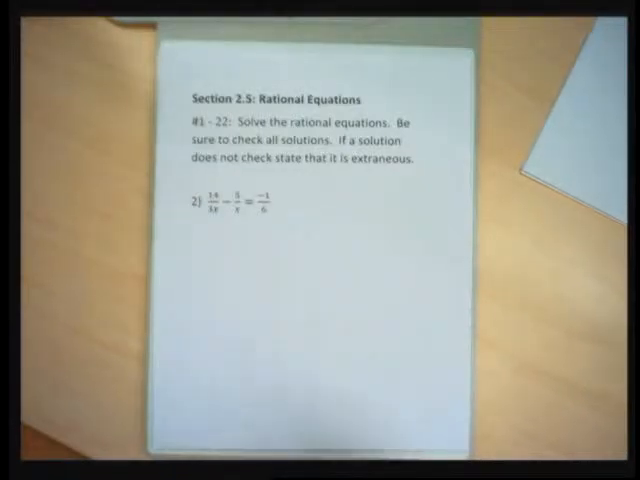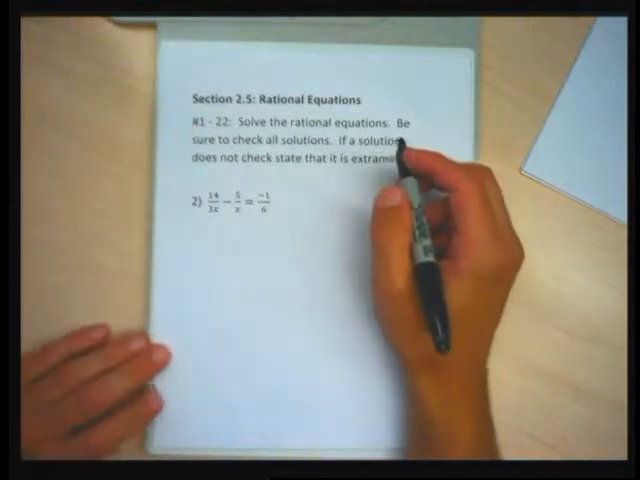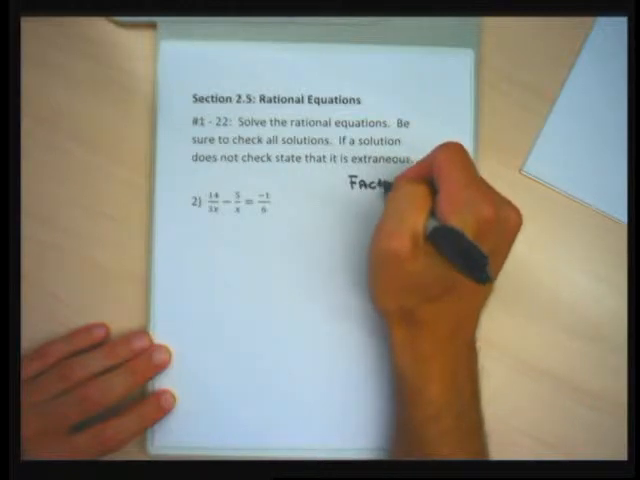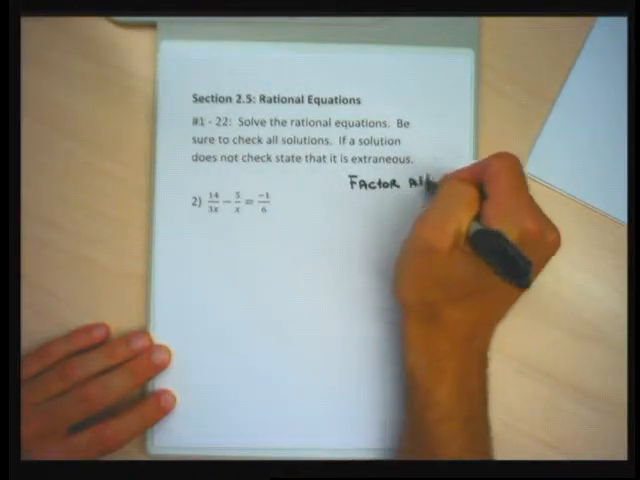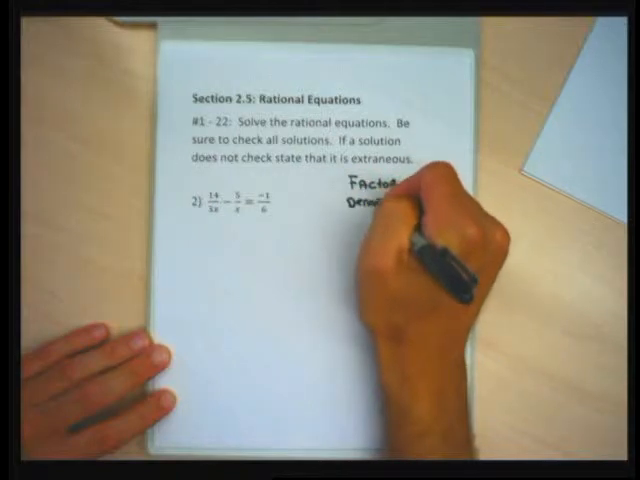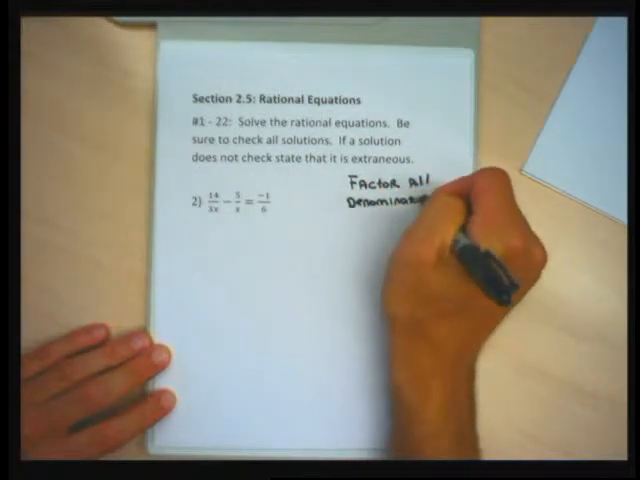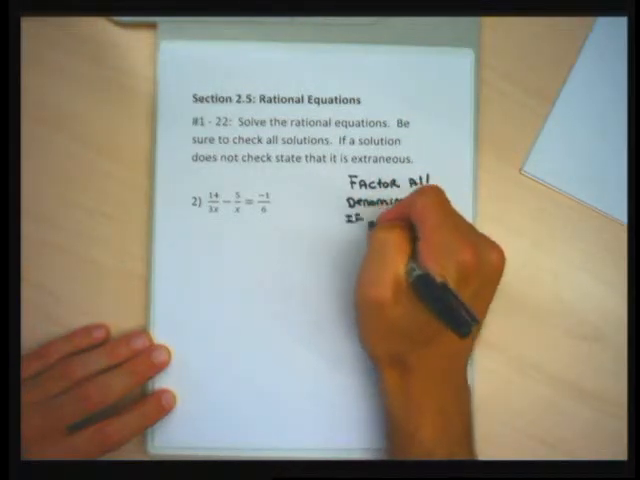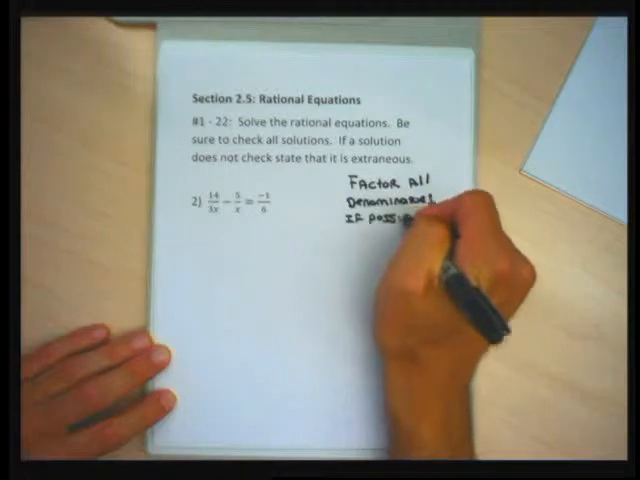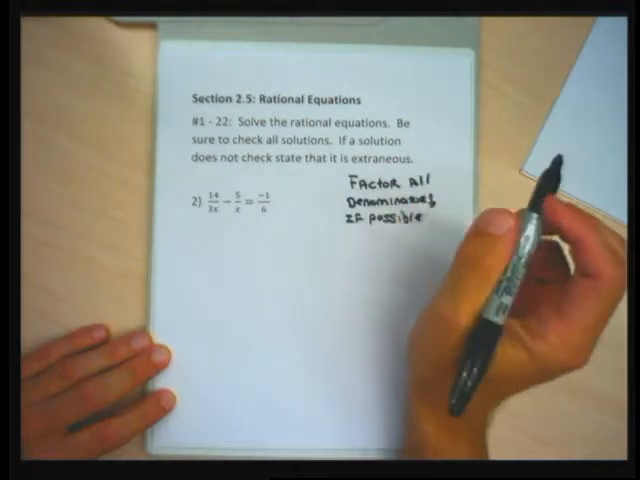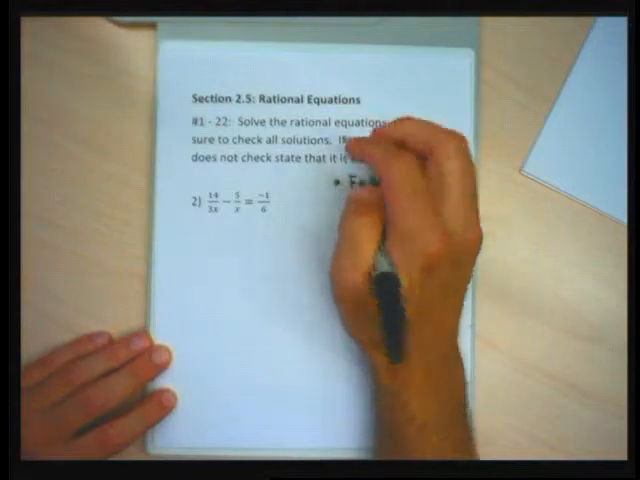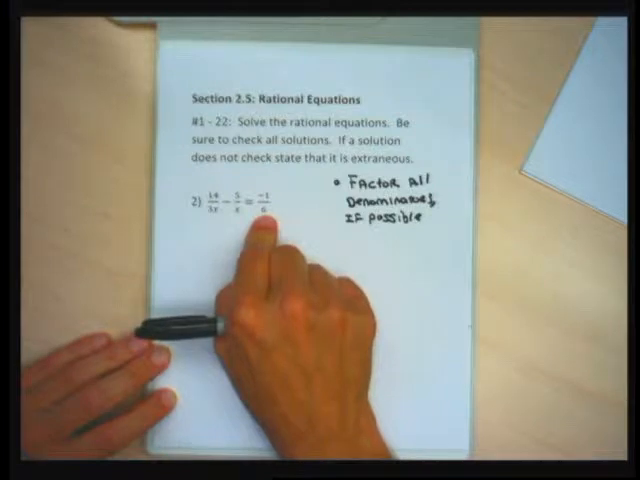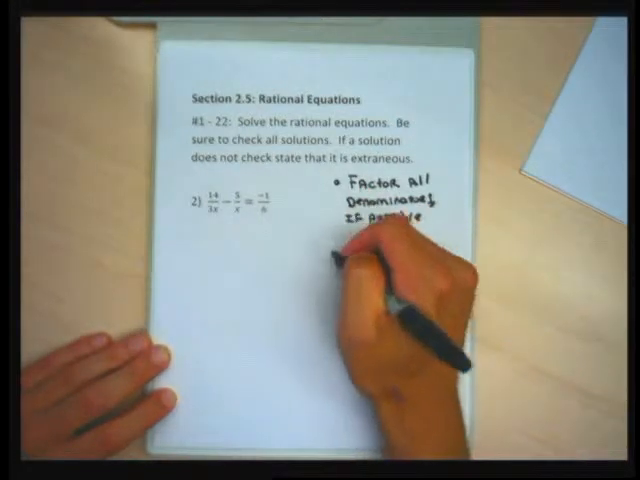So for all the problems in section 2.5, at least the first 22, the first thing I'm going to do is factor all denominators, if possible. It's not going to be the case in this problem, and it's not going to be the case in a lot of the early problems that my denominators are factorable. The denominators here are 3x, x, and 6. It's not like an x squared minus 9 for my denominator, so there's nothing I could do here.